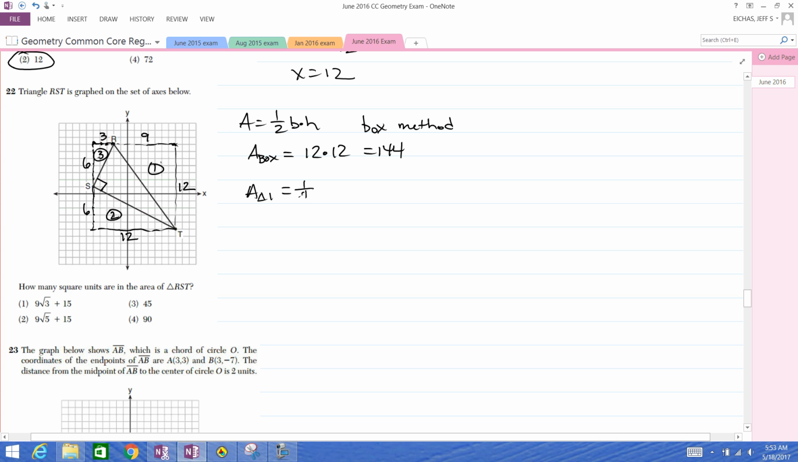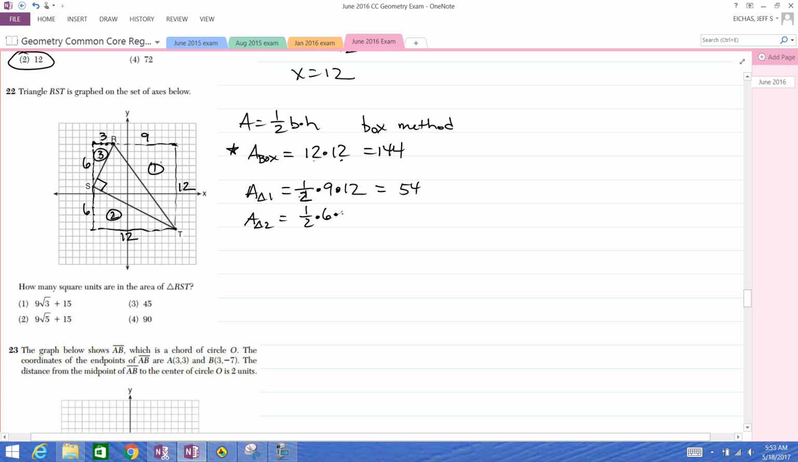Now you've got to be careful. This was a square, so length times width. This is a triangle, so you have to use one half base times height. And it doesn't matter if your 9 is your base or your 12, it doesn't make any difference. So that's 54.